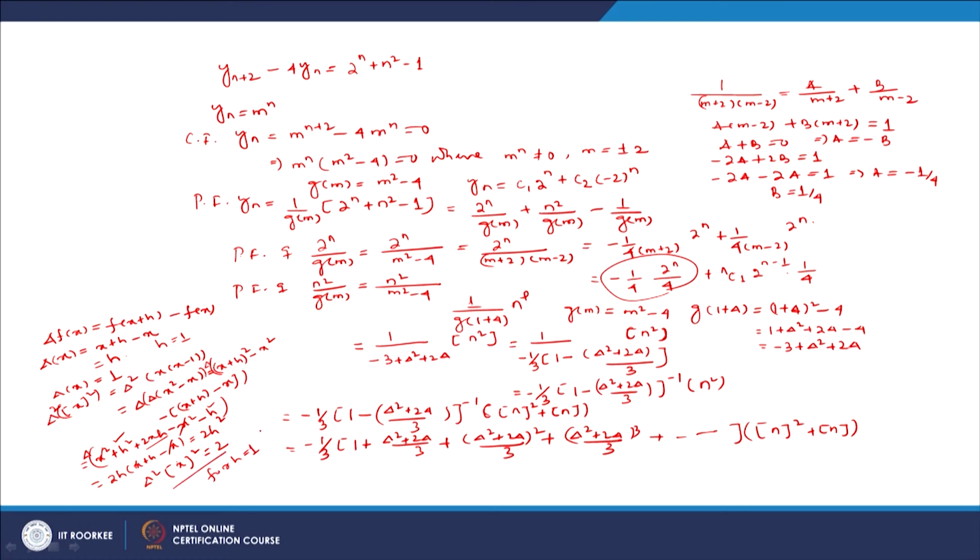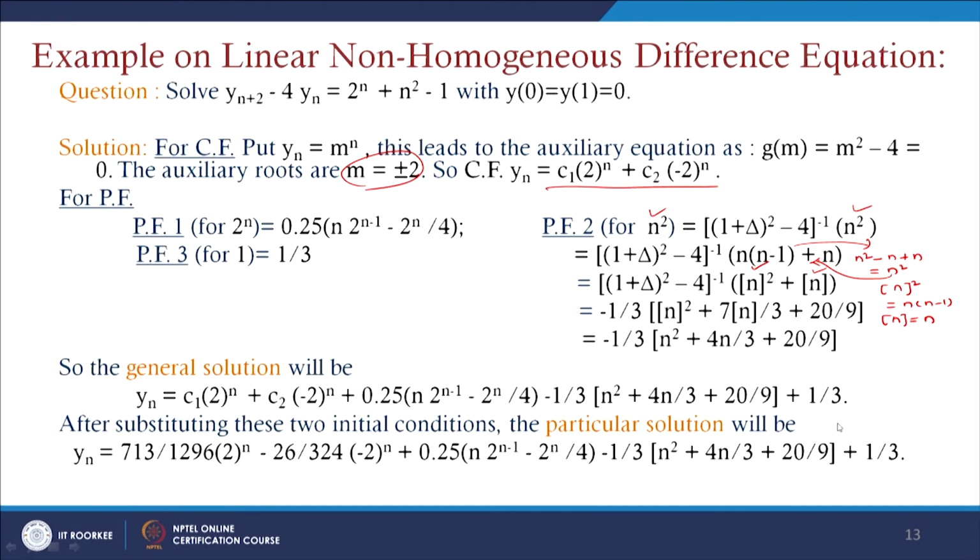So, similarly for these difference operators, if delta square is operated on n square, this gives you a constant here. Similarly, if 2 delta is operated on n, it gives you a constant value, but if delta square is operated on n, that gives you a 0 value. So, if you eliminate all these operators, you can find this operated value as bracketed n square plus 7 n by 3 plus 20 by 9.